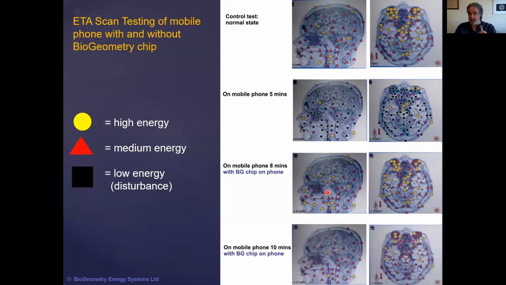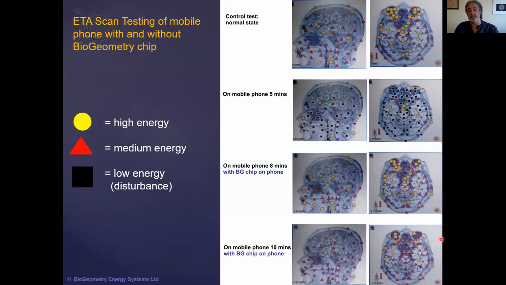And in fact, we see the cumulative effect because on the mobile phone, even with the BG chip, after 10 minutes, we see that the strain is still being felt because a number of the yellow now have become red. But at least it still shows the power of biogeometry because we do not have any black. And that's a full 10 minute call.